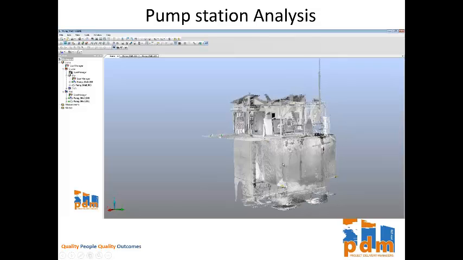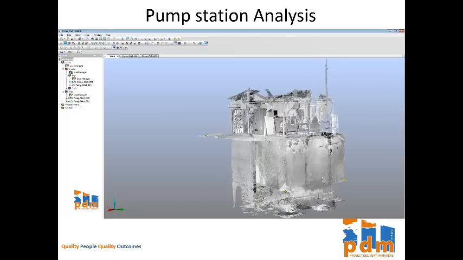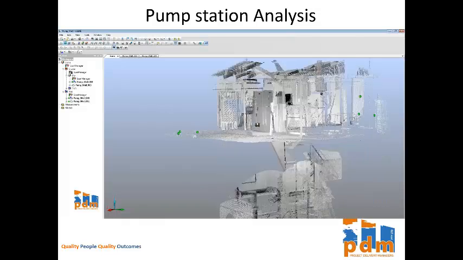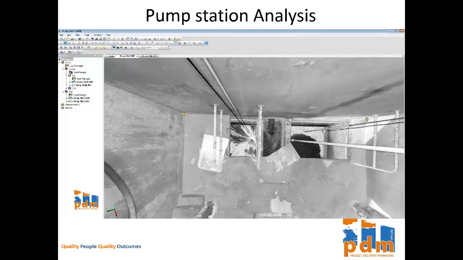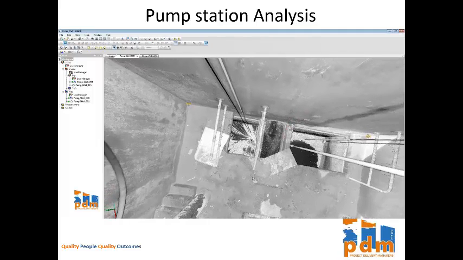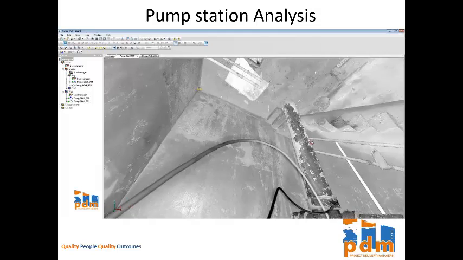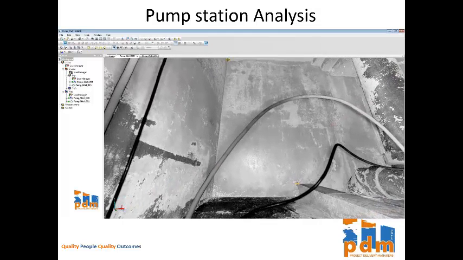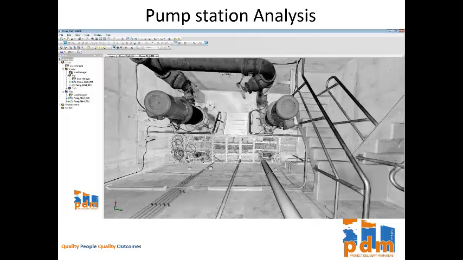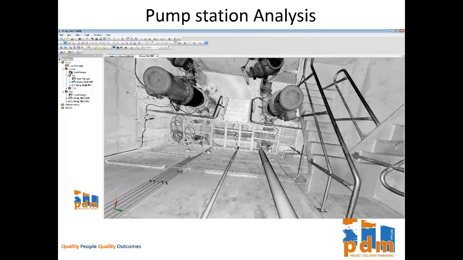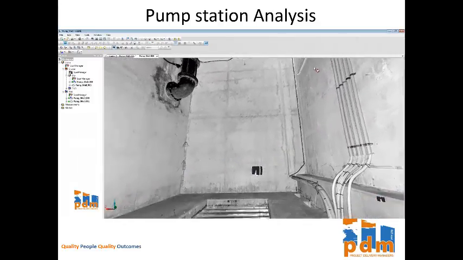What I'm going to do now is run you through a pump station scan that we undertook, looking for deviations in the walls. Several scans needed to be undertaken to build a full picture of the pump station. Black and white imagery was also captured. This black and white imagery here is of the wet well. This black and white imagery is of the dry well, and as you can see it is of quite high definition and quality.